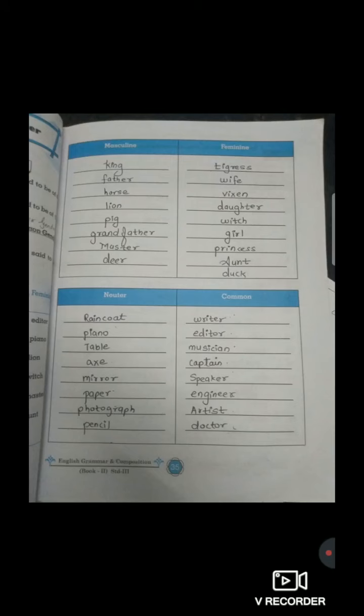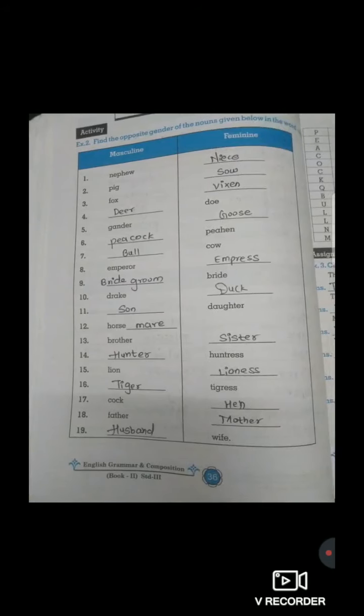Now come to the next page. Page number 36. In that also, students, exercise number 2, find the opposite gender of the nouns given below in the word mass. Students, here also this is the revision part. This also you have to write down in your English notebook. Okay students, again I am repeating, this is the revision part. You have to write down one time in your English notebook. Now students, move to the next page.